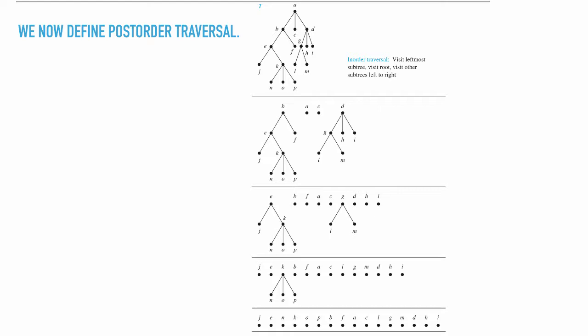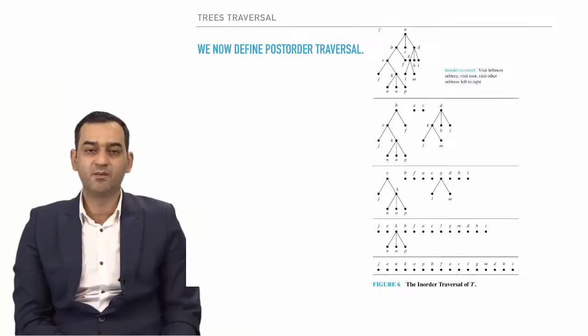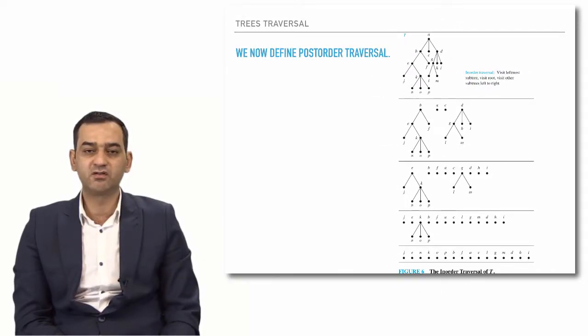Consequently, the in-order listing of the ordered rooted tree is J, E, N, K, O, P, M, B, F, A, C, L, G, and M, and D, and finally we have H and I. Figure 6 is showing the pre-order, the in-order, and the post-order for this traversal tree.